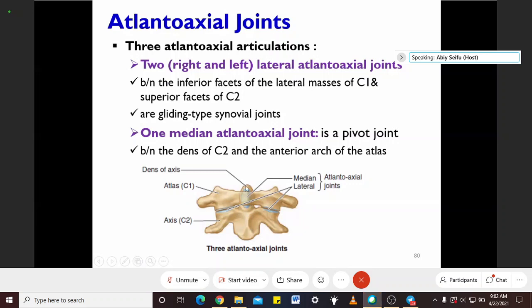Whereas the median one is a pivot type of joint. This one is the odontoid process of C2, which is inserted within the ring-like structure of C1. This ring-like structure is formed by the transverse ligament of C1 and the anterior arch of C1. This one is the anterior arch of C1.